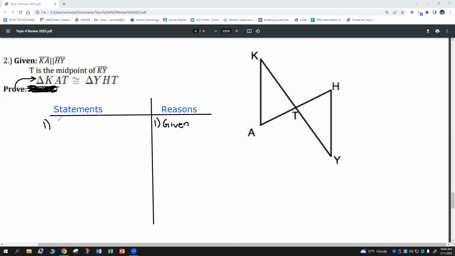Okay, and over here we're going to say KA is parallel to HY. And T is the midpoint of segment KY. All right, so first thing we want to look for is shared sides. We don't have any shared sides. Second thing we want to look for are vertical angles, and we do have vertical angles right there. Okay, so my step 2 is going to be the vertical angle theorem.